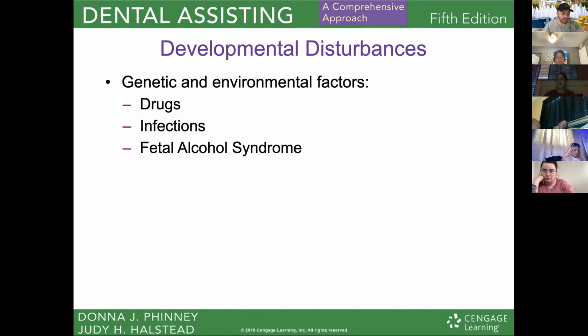So drugs and infections can initiate malformation in the unborn child. So women who have continued to use alcohol during pregnancy may exhibit fetal alcohol syndrome. Some of the most common features of FAS include small head circumference, low nasal bridge, an indistinct philtrum. Remember, the philtrum is this kind of folded part above the lip, a thin upper lip, and a small mandible.